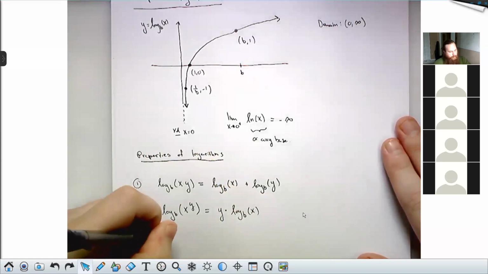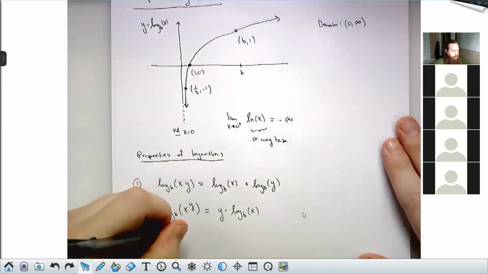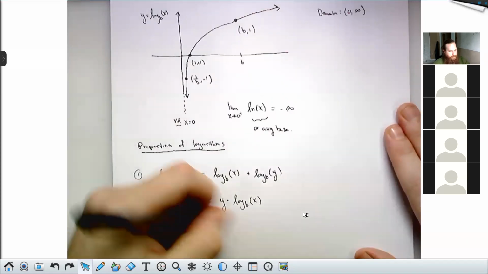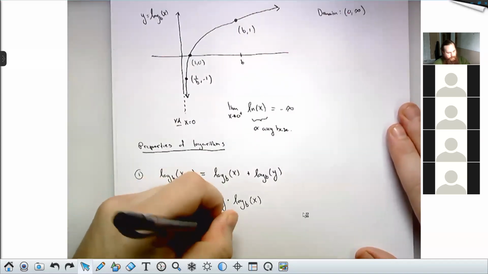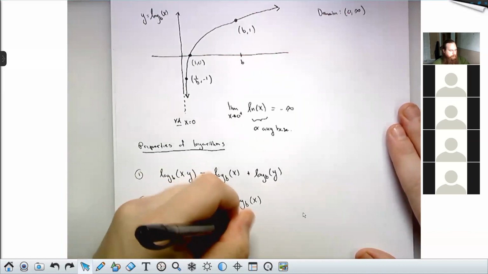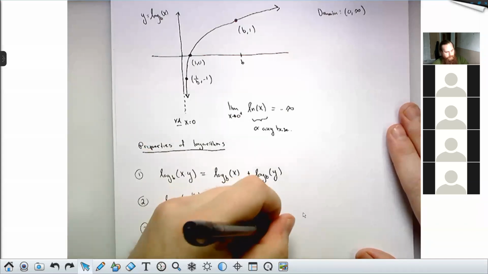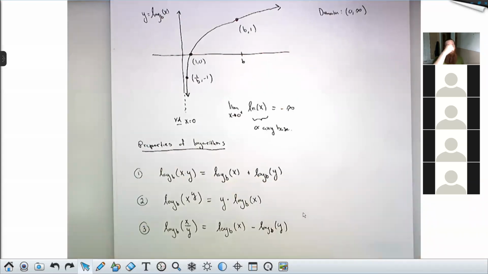And then the last sort of property like this, which is really a consequence of the first two, is that division inside of a logarithm is the same as subtraction outside the logarithm. And all of these rules work regardless of the base. So this works for the natural log, as well as the base 2 log, as well as the common or base 10 log. But again, we'll pretty much always be using the natural log.